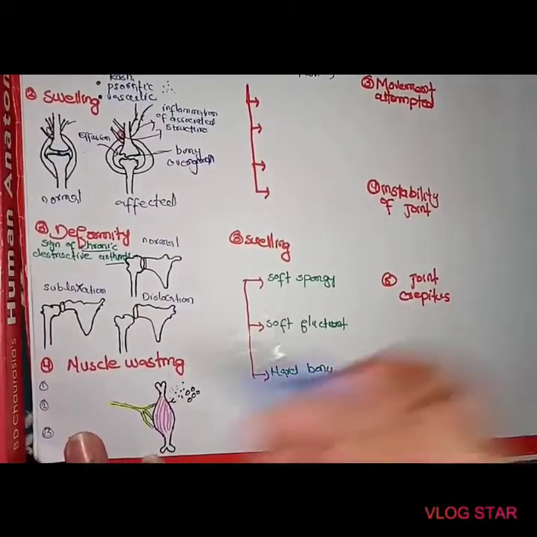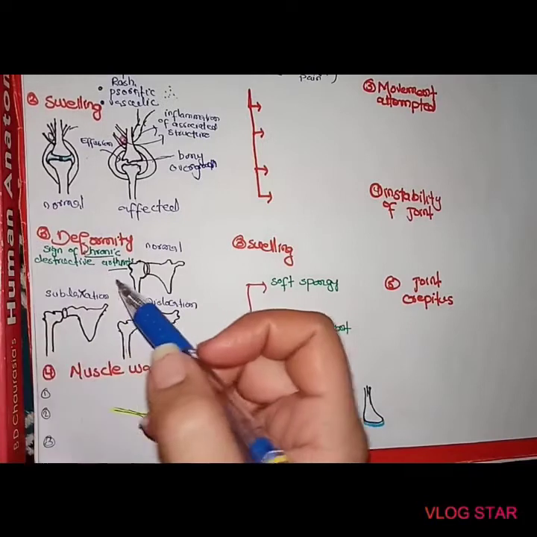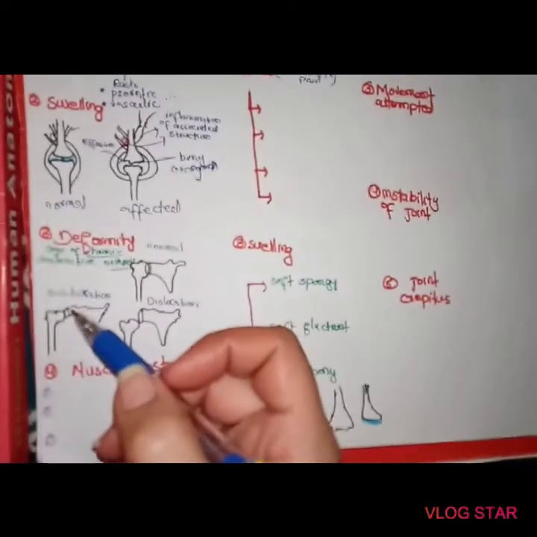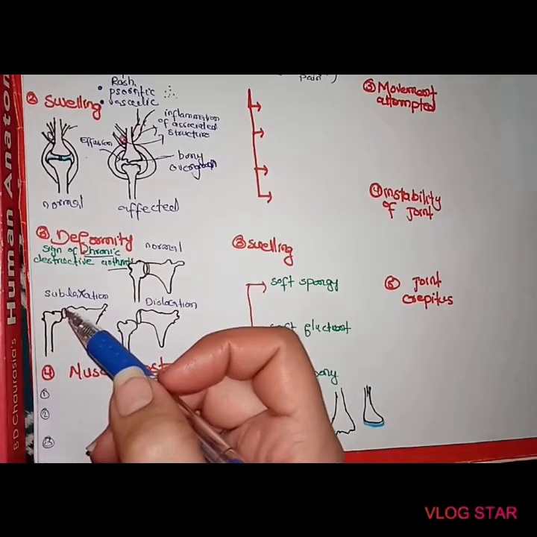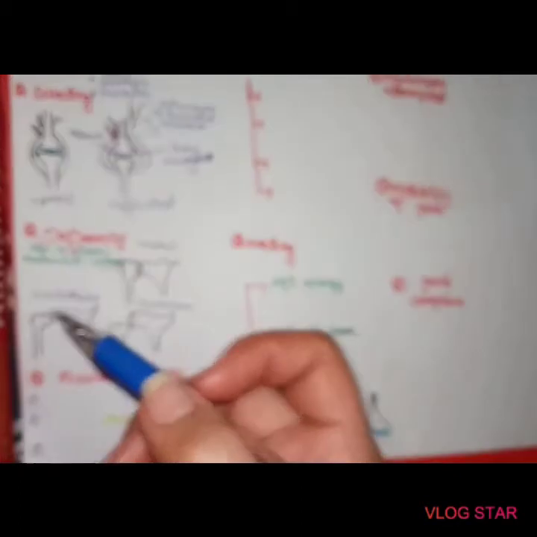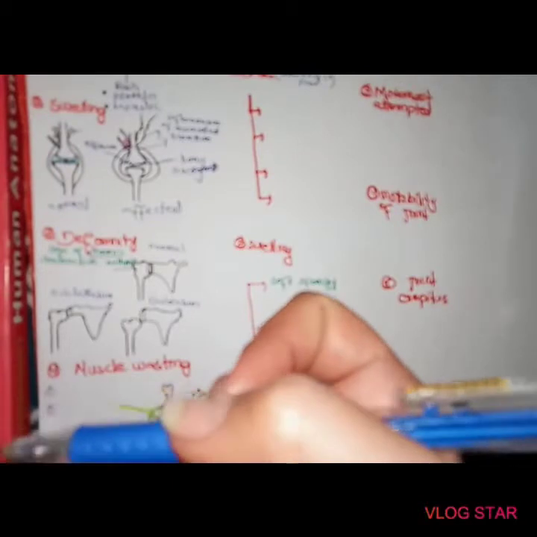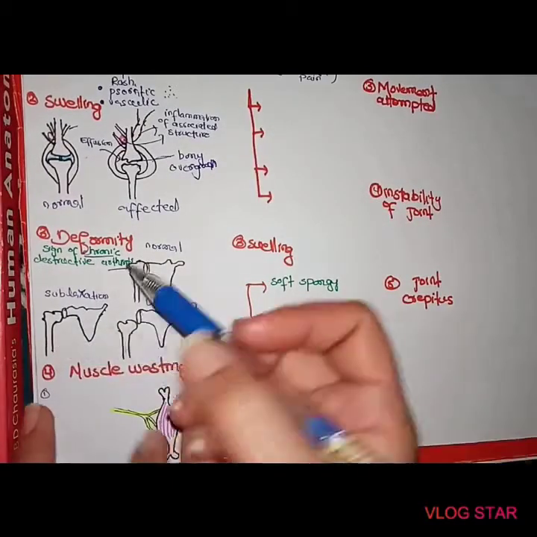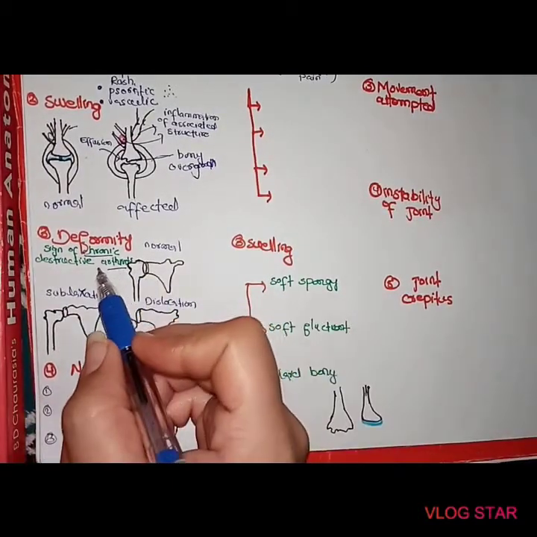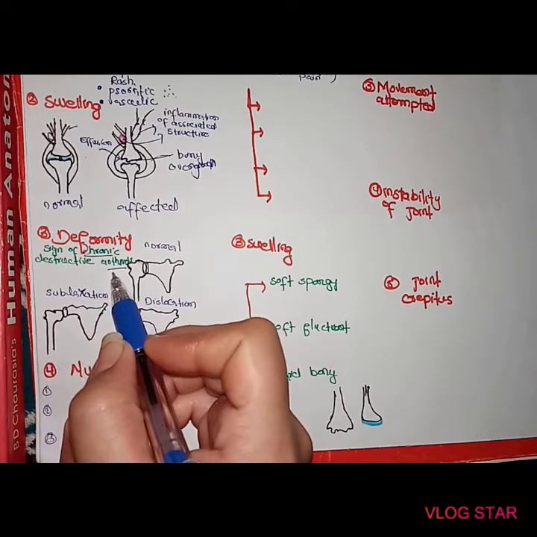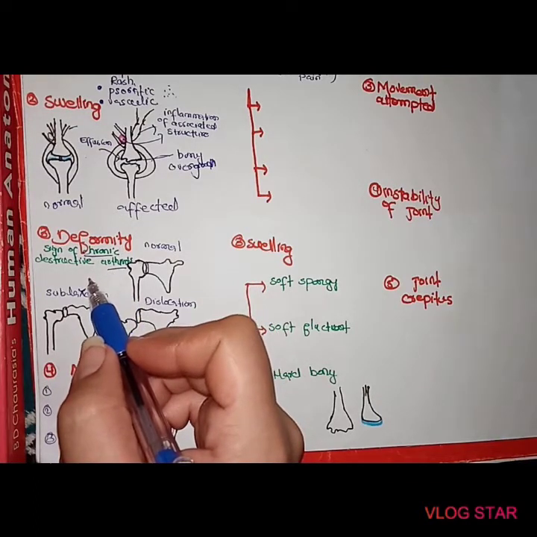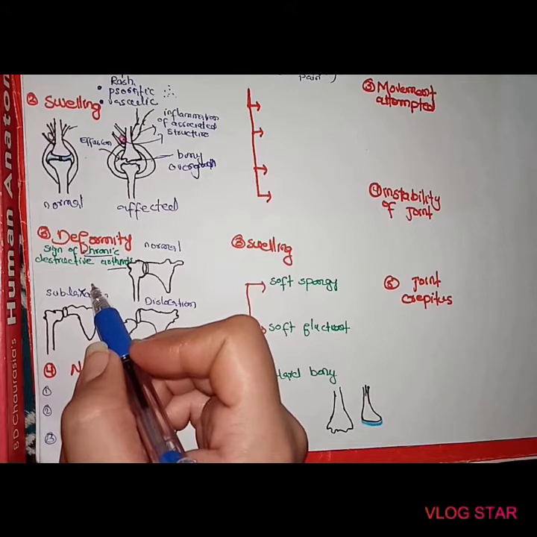Then the next thing you observe is the deformity. When the patient comes to you, you can see the deformity. The deformity may be actually a malalignment of the joint. If there is a deformity present, it means that there is a chronic arthritis. For example, in rheumatoid arthritis, the symmetry of the joint is disturbed.